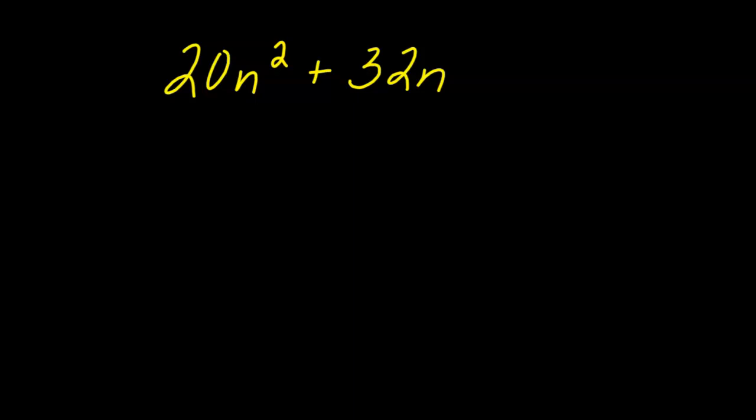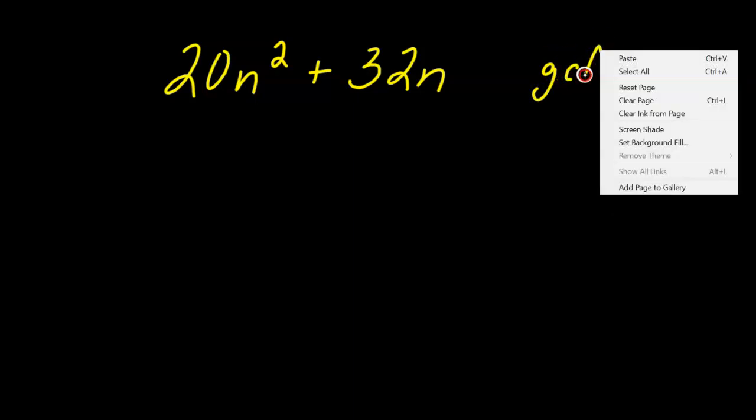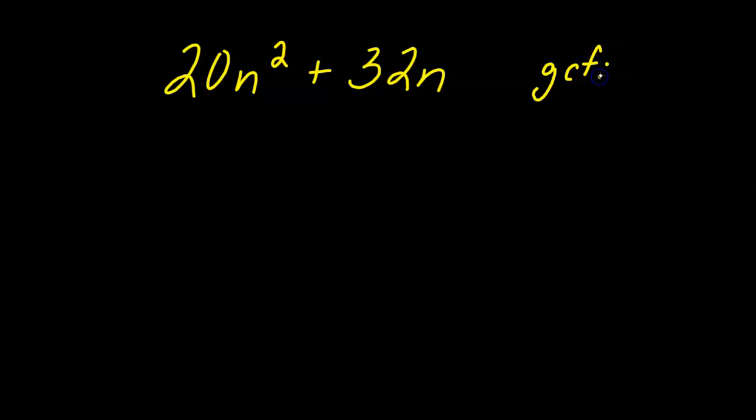I'm looking at this one, 20n squared plus 32n. You have to think about factors of 20, factors of 32. We want the biggest number that divides into both of those. And I know that 4 goes into both of those. So I just go over to the side and identify my GCF. So I know 4 goes into 20 and 4 goes into 32. And then you're going to look at your variables. If you have n to the second power, n to the first power, they have at least one n in common. So you're always going to use the smallest power that you see. So that's my GCF, 4n.